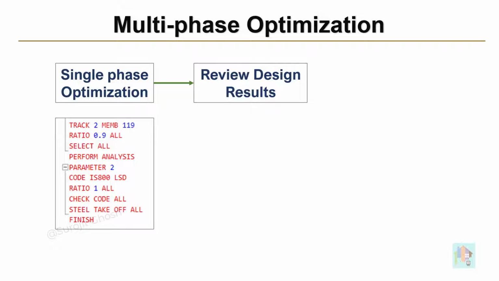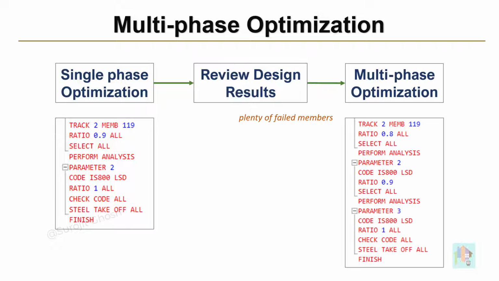We can start with single phase optimization and review the results. If there are plenty of failed members, then go for second stage or multiphase optimization. There is an alternate way to converge this optimization process quickly.